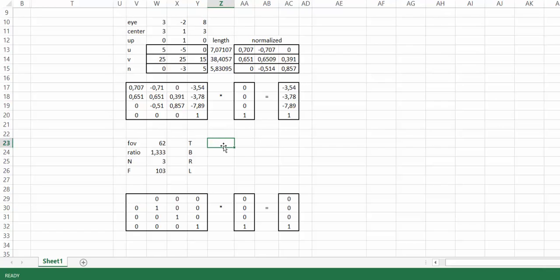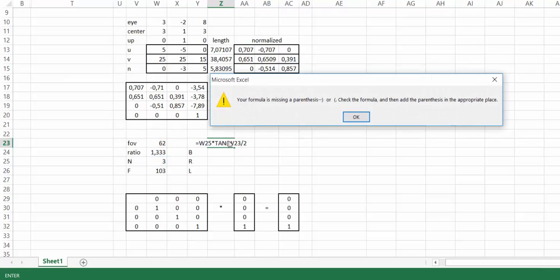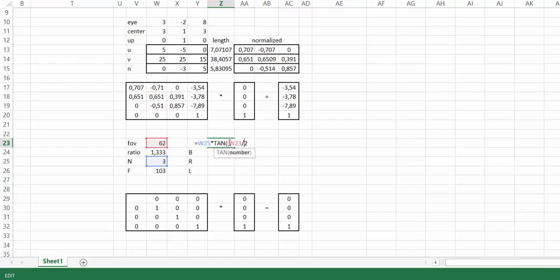Start by calculating top here. So top equals near times the tangent of field of view divided by 2, times pi, so good enough approximation, divided by 180 degrees. That's all inside the tangent. So that ought to do it. So this is top. Bottom equals minus top. Right equals top times ratio, and left equals minus right, like so.